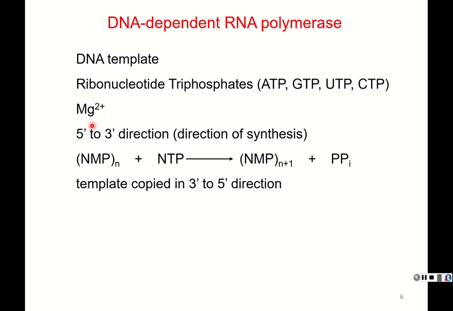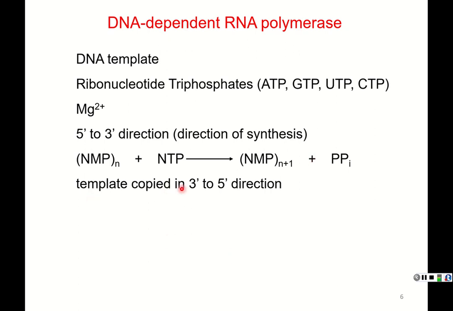The new chain of RNA is being synthesized in the 5' to 3' direction. So that's very similar to the DNA polymerase. When it makes a new chain, it also makes it 5' to 3'. And so you have this reaction where you have your RNA nucleotide chain. You add a nucleotide triphosphate to that, and the chain is one longer, and you get pyrophosphate given off of that nucleotide triphosphate.